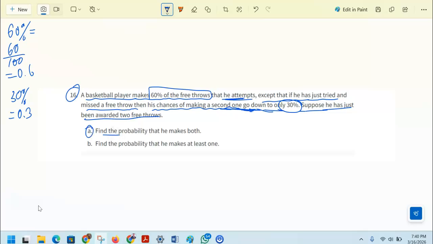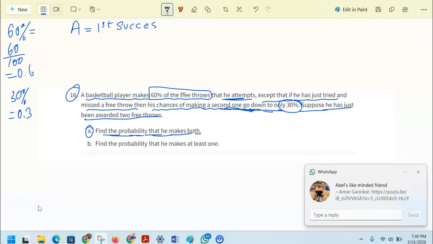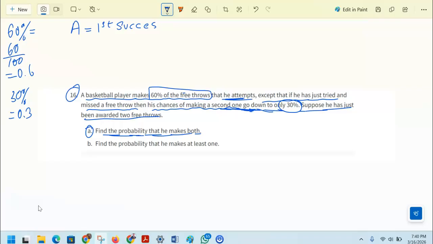Because the first question is, you find the chance that he makes both the first one as well as the second. So we can define A as the event, let's say, the first one is a success, which means he does not miss, he shoots the throw in the basket, and B is the event that the second one he makes, a success. So this is a better word to use.